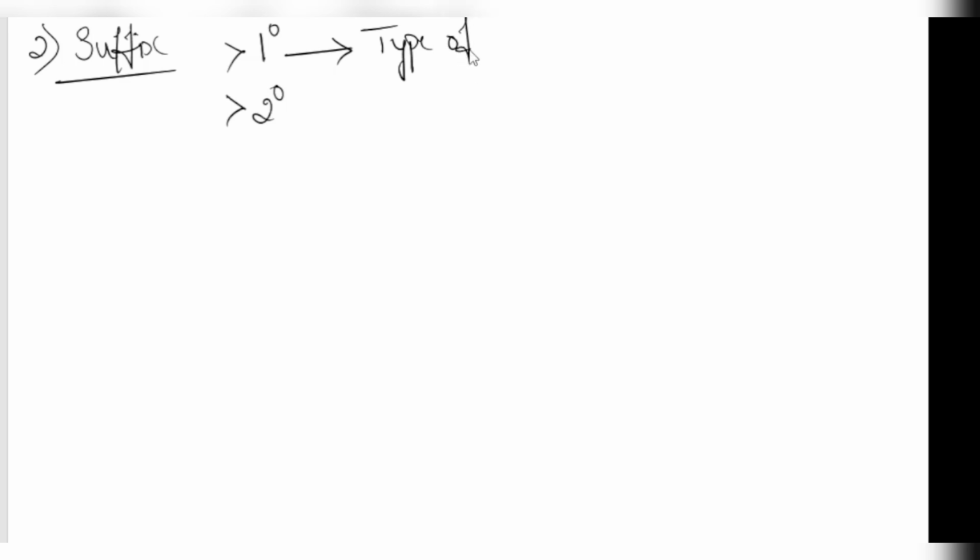And second, I will discuss the suffix. Now, suffix is further categorized into two types: a primary suffix as well as a secondary suffix. What will this primary suffix do? What does it indicate? This indicates the type of linkage between carbon and carbon.